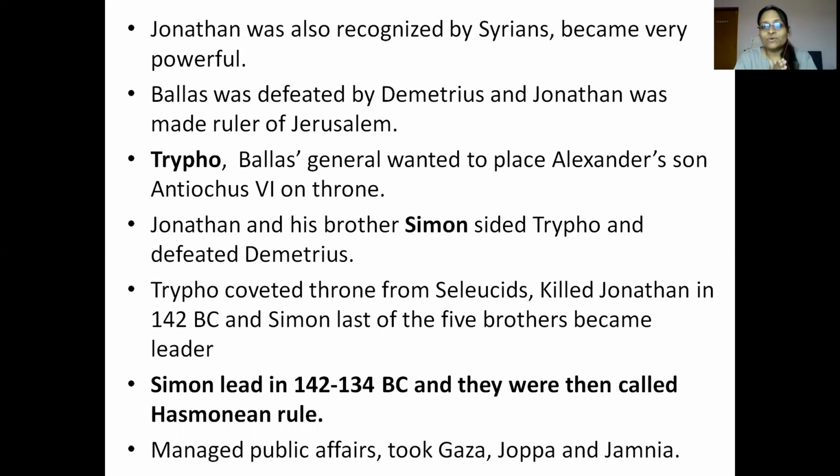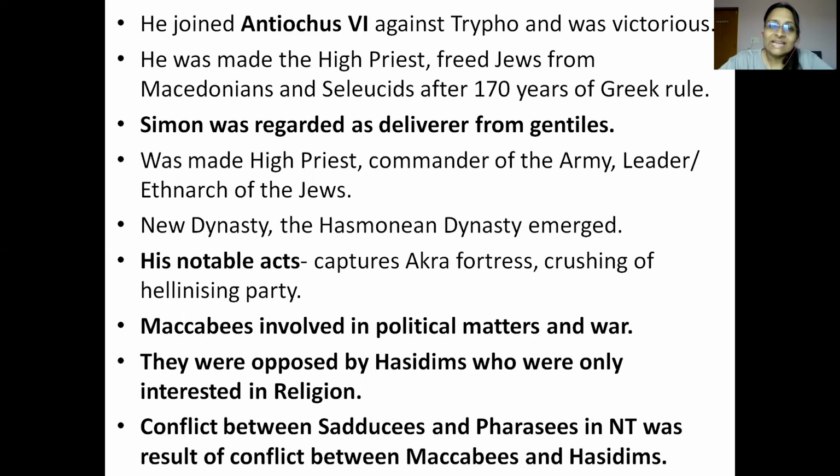Till this time they were called the Maccabees revolt, and now their name changed and they became the Hasmonean rule. Maccabean and Hasmonean are quite similar because it is the same group of people. Simon managed public affairs to Gaza, Joppa, and Jamnia. He joined Antiochus VI against Trypho and was victorious. He was made the high priest.